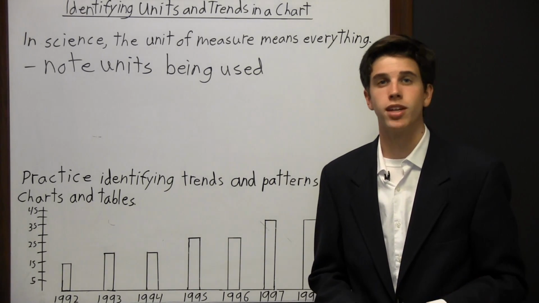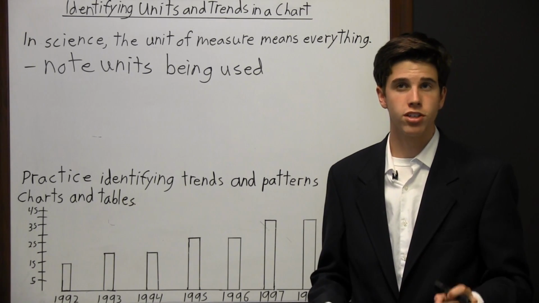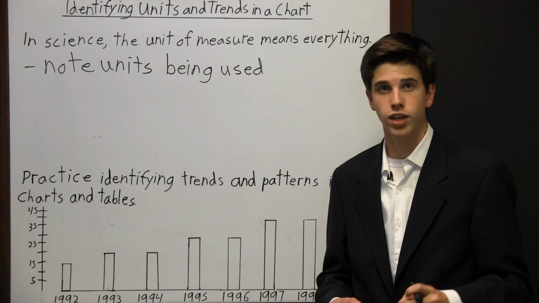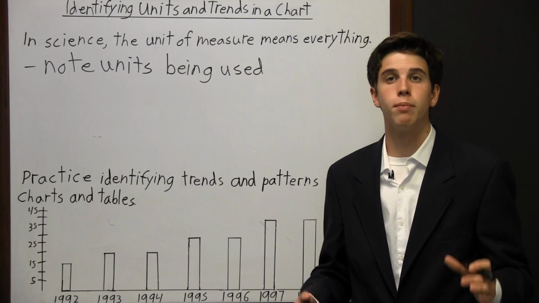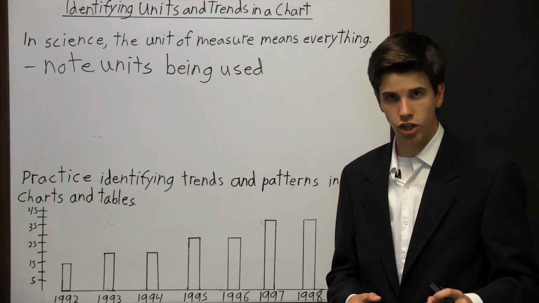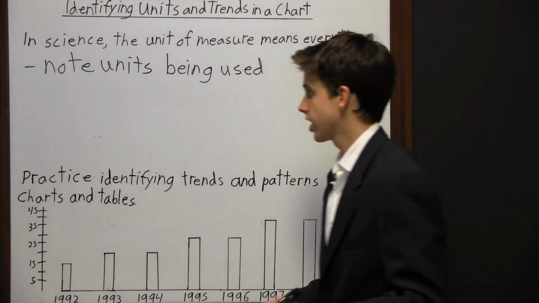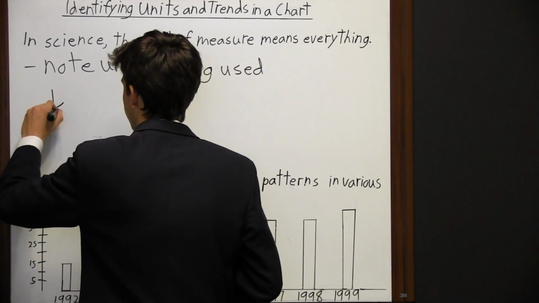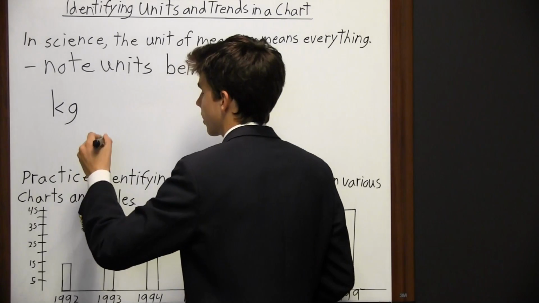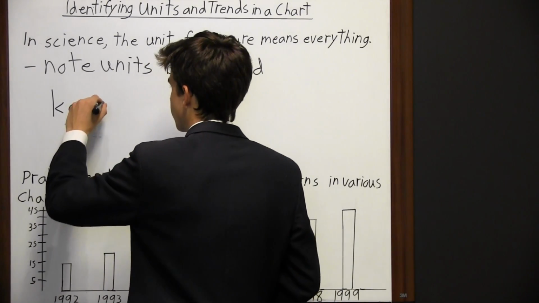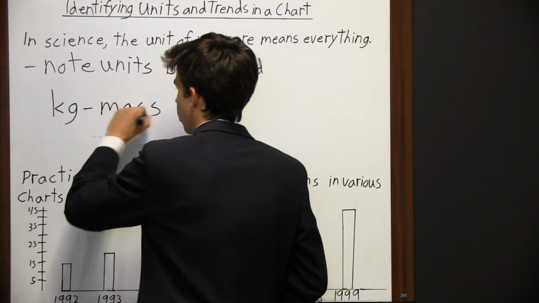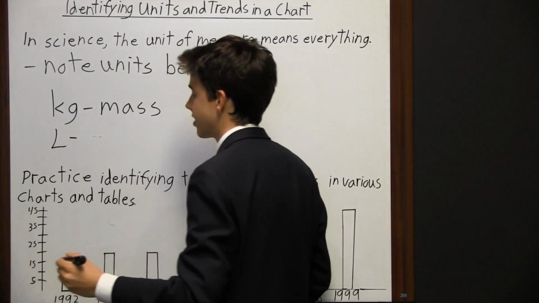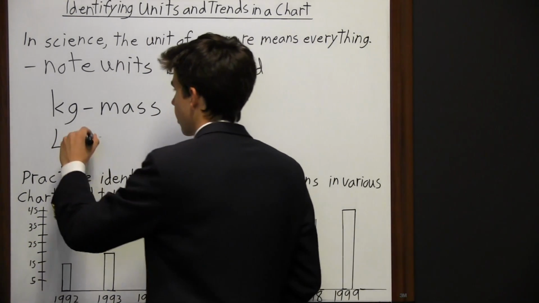In fact, you may want to spend a little bit of time learning which units of measure apply to which physical characteristics, so that you will immediately know what is being measured when you look at a table of data. For example, you should know that if you see this symbol right here, it stands for kilogram, which means we must be measuring mass. Or if you see a capital L, you should know that it stands for liter, which means we're measuring volume.